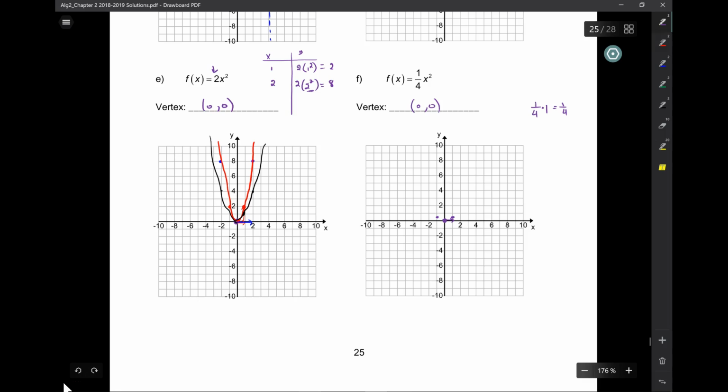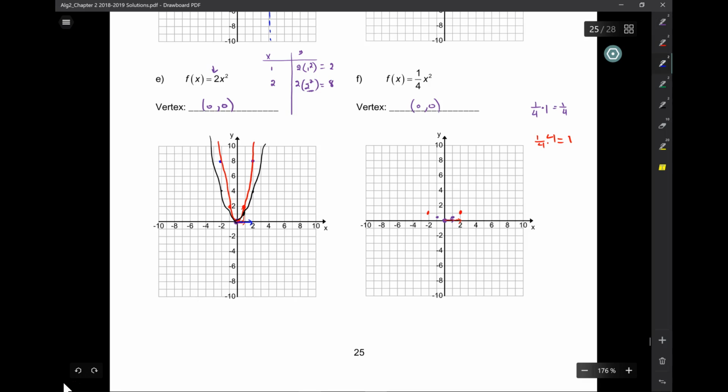Now let's do the next one. If I go over 2, I should have gone up 4, right? 2 squared. I should, but there is a 1/4 in front, so I go up, how much? 1. Okay? And 1 here. Okay, so let's do another one.